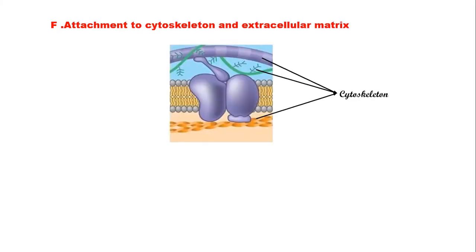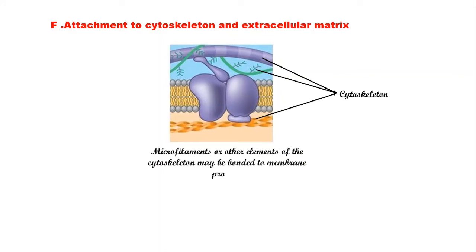Next, attachment to the cytoskeleton and extracellular matrix. Microfilaments or other elements of the cytoskeleton may be bonded to membrane proteins, a function that helps maintain cell shape and stabilizes the location of certain membrane proteins. Proteins that adhere to the extracellular matrix can coordinate extracellular and intracellular changes.